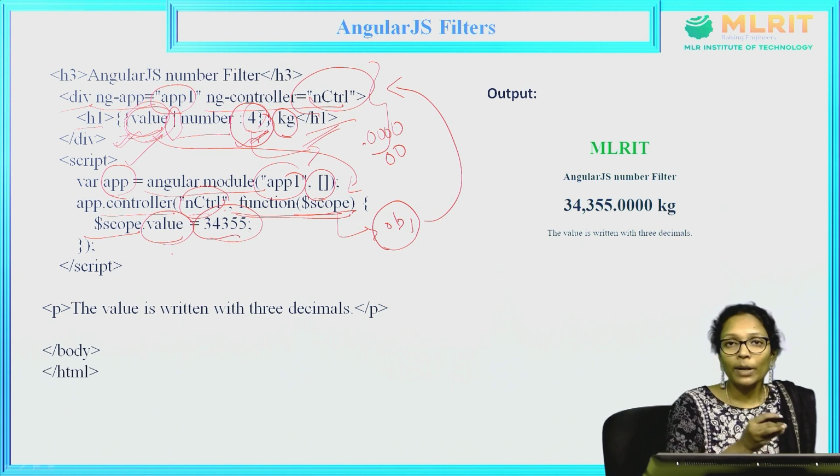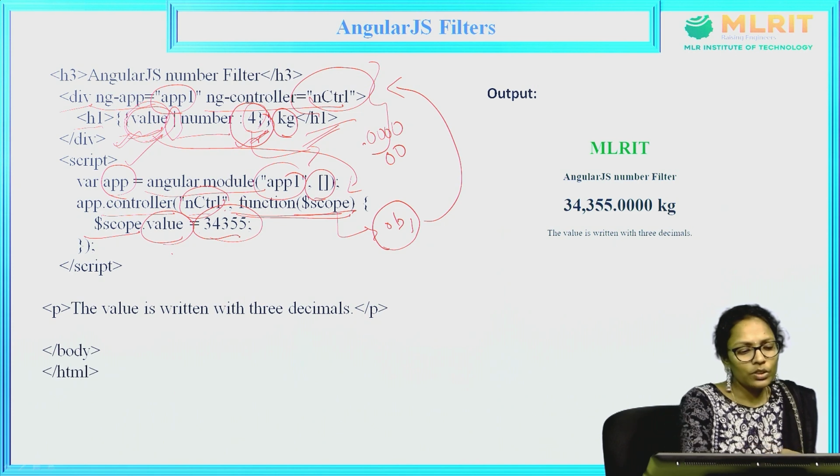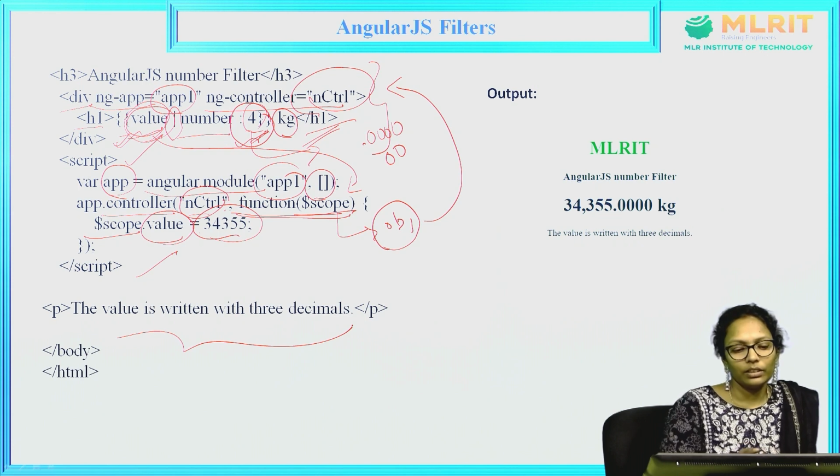So this value I am assigning, but what AngularJS will do for this value, it will apply the number filter and it will be converted into string format. So that's all. I'm just closing this script, and here I'm giving some message, a paragraph message, just for understanding purpose. So this is the output I will get.